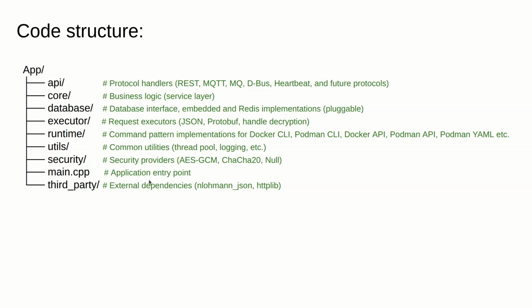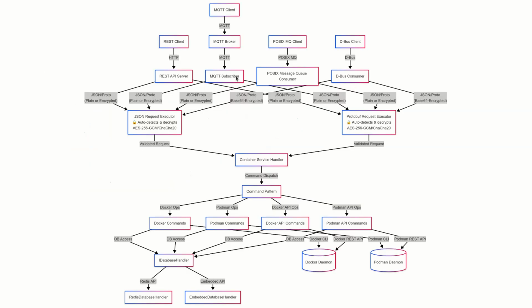The main.cpp is the actual entry point, and the third party folder is where whatever libraries I am using are kept. So this is how the code is structured. And coming to the flow, these are the 4 protocols which are supported as of now: the REST, MQTT, message queue, and dbus.